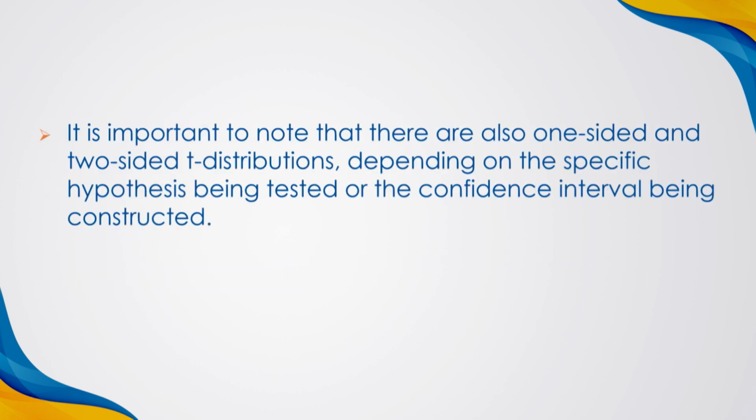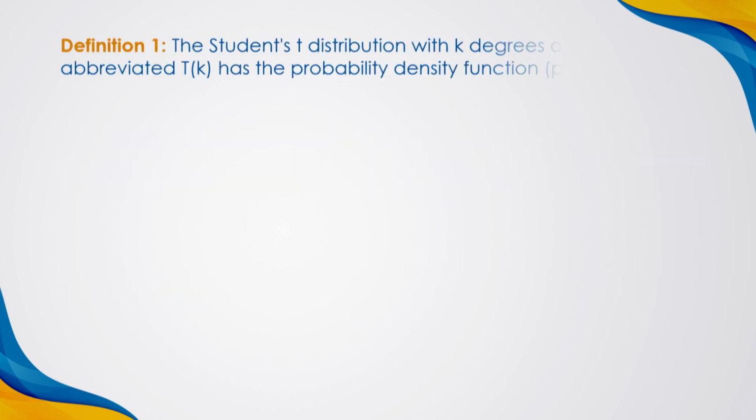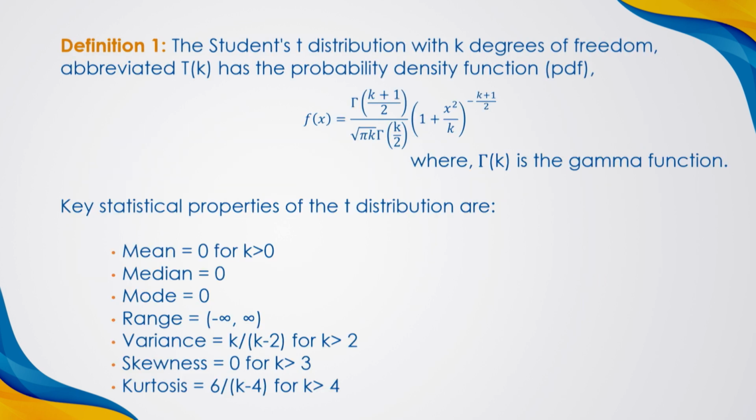It is important to note that there are also one-sided and two-sided t distributions depending on the specific hypothesis being tested or the confidence interval being constructed. The formulas and calculations for these distributions may differ slightly. The Student's t distribution with k degrees of freedom, abbreviated t of k, has the probability density function given below. f of x equals gamma of (k plus 1) by 2 divided by square root of pi k into gamma of k by 2, into (1 plus x square by k) whole power minus (k plus 1) by 2, where gamma of k is the gamma function.